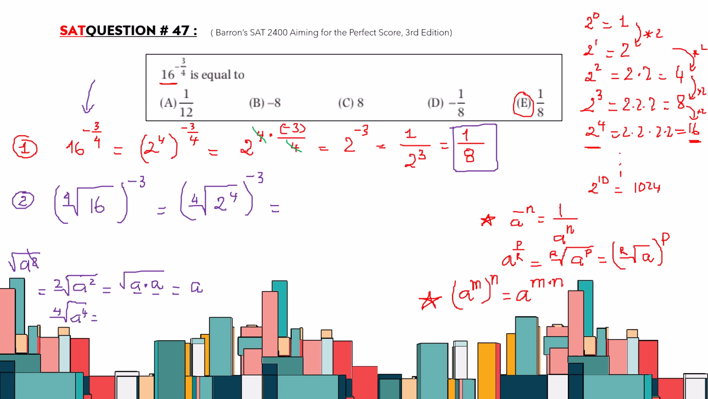If we have 4 factors of a inside the 4th root, we can take out one. The 4th root and the power of 4 cancel. So this one will be 2 to the power of negative 3. We do the same thing as before, then we have 1 over 2 to the power of 3, that is 1/8.